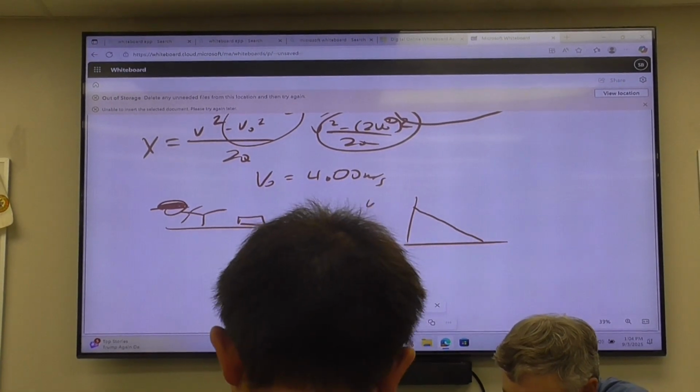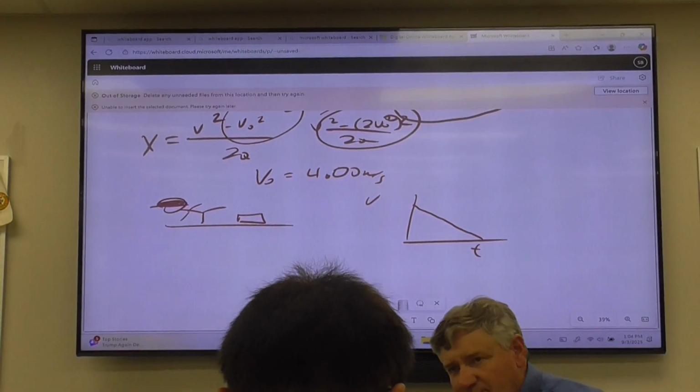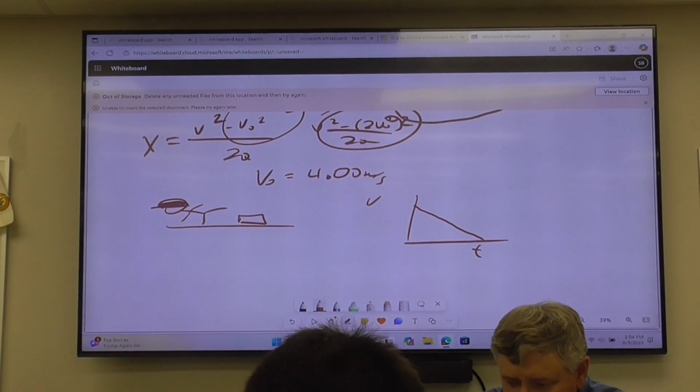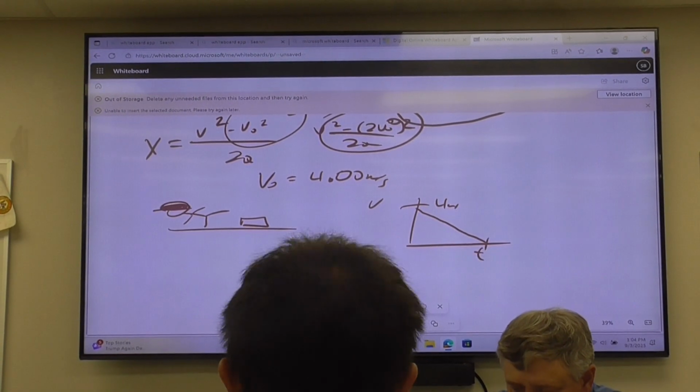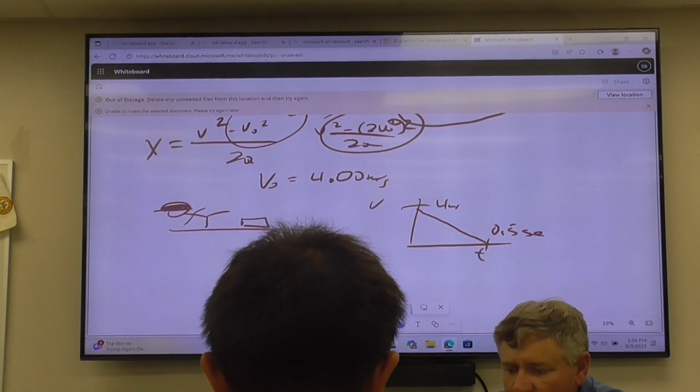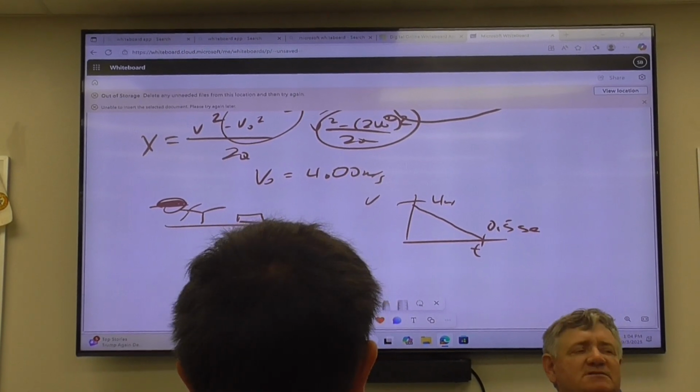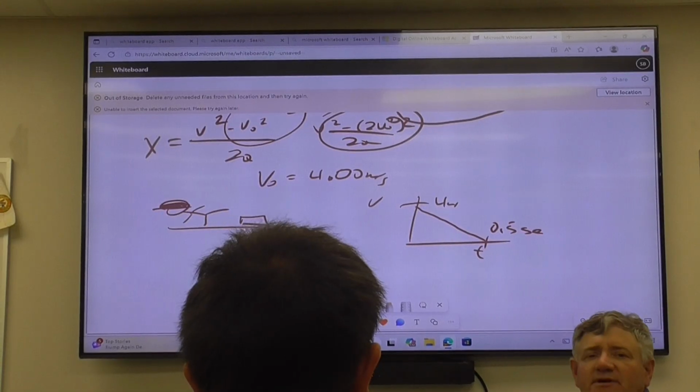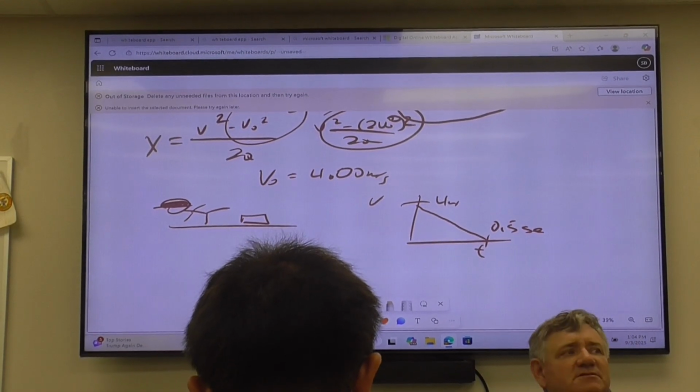Now, your velocity time graph is going to look something like this. Here's 4 meters per second. There's a half a second. Right away, what do you know about the sign of your acceleration? Positive or negative? Negative. Negative is a negative sloping line.